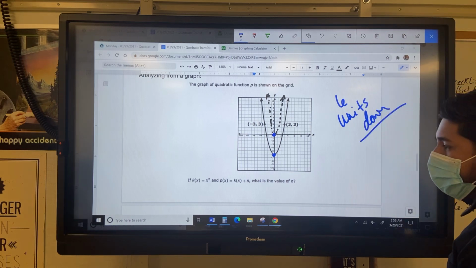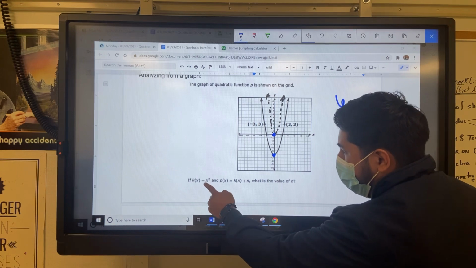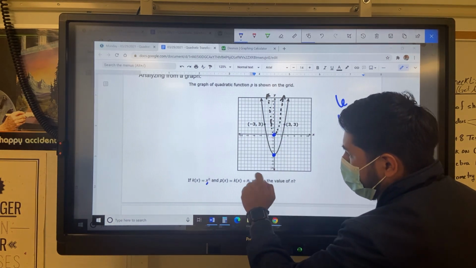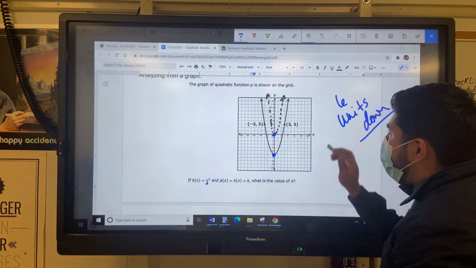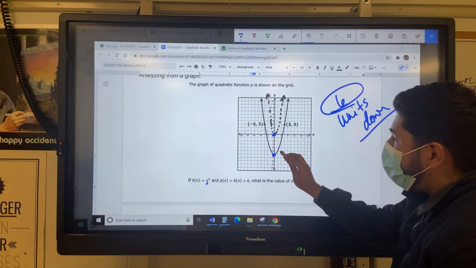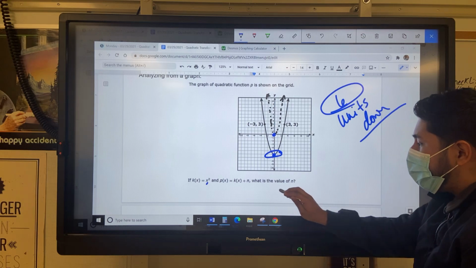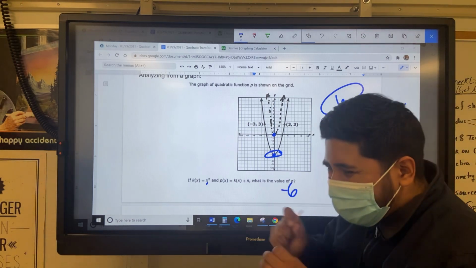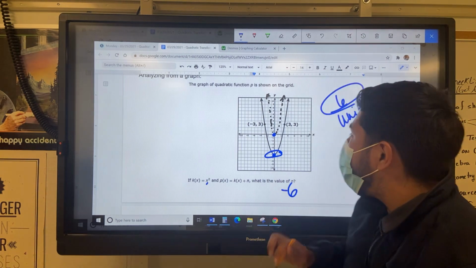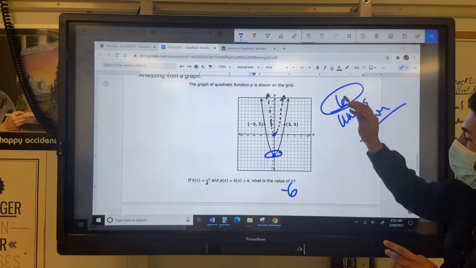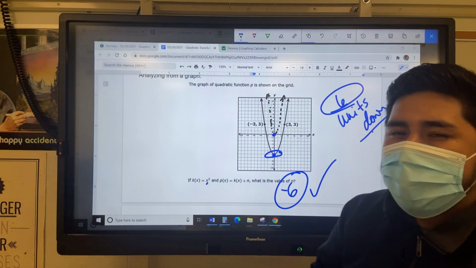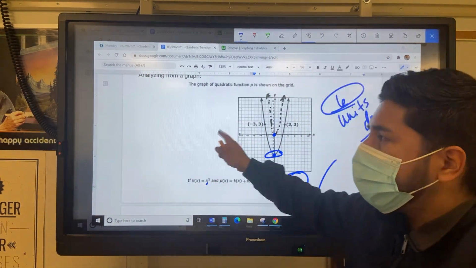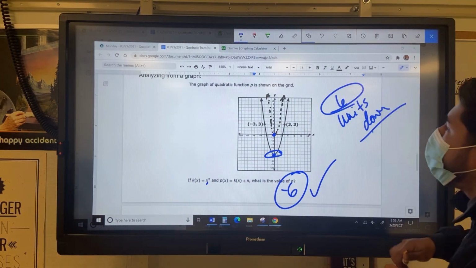Just make sure you read the question. It says if k of x is kx squared, which is our parent function, and p of x is k of x plus n, what is the value of n? I know we want to say 6, but right here it's a -6. So do the little analytical part: down means negative, so I'm going to make sure I put -6 as my answer. Pay attention to small details. We'll go over that more later on.